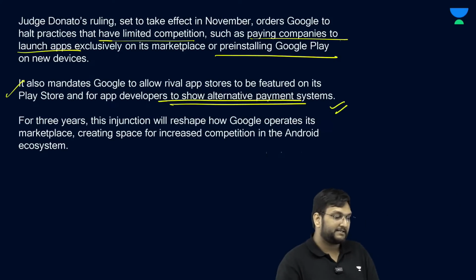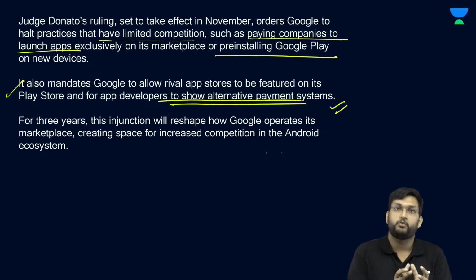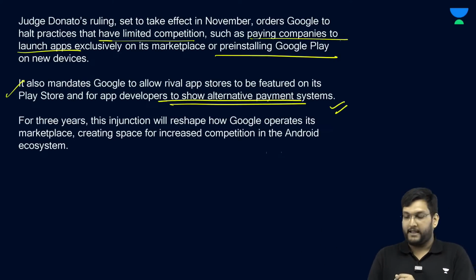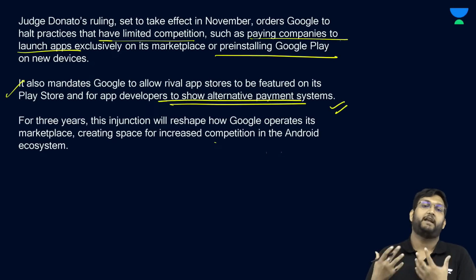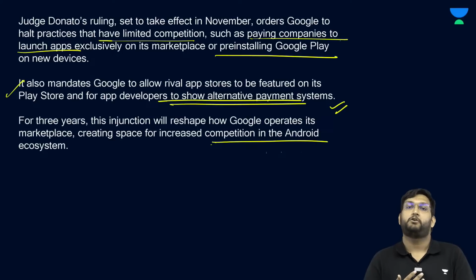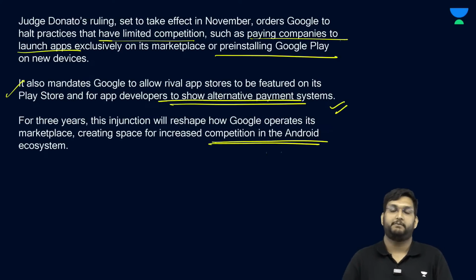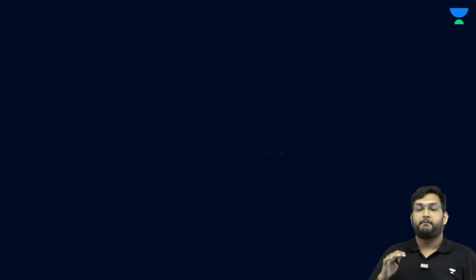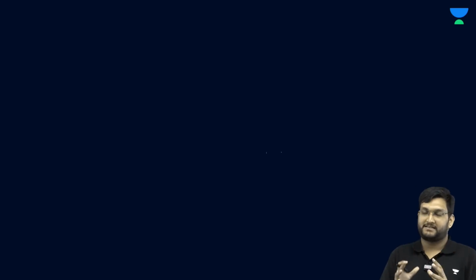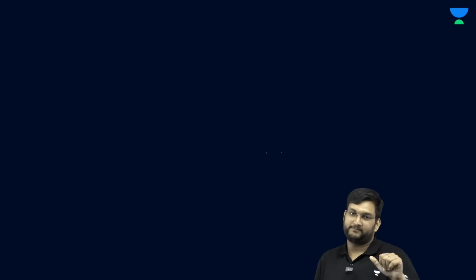For 3 years, this has been a very big issue for Google in America. This may be the beginning of the end of the Android ecosystem being dominated by Google. However, obviously Google is going to appeal, and the way the lobbying works in America, this may be overturned. But this gives us an understanding of 3 things for UPSC.